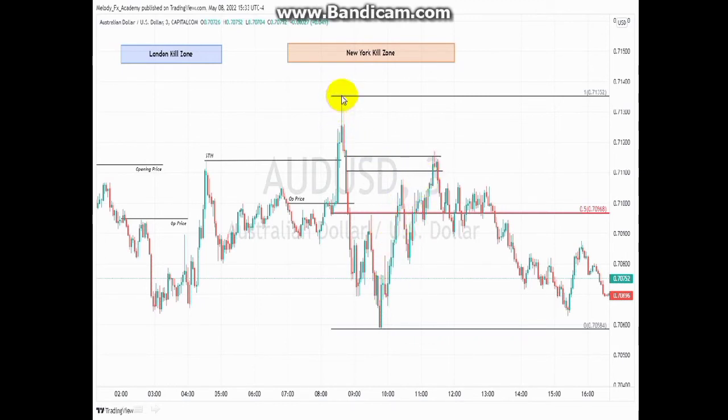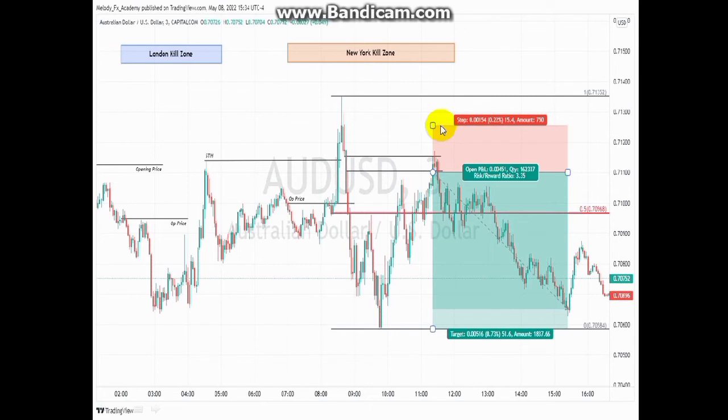So I would have taken out my fib, measured it, and we have multiple fair value gaps right here. My interest would have been on the fair value gap above the equilibrium, which is what we have right here. So this would have been my entry right there.